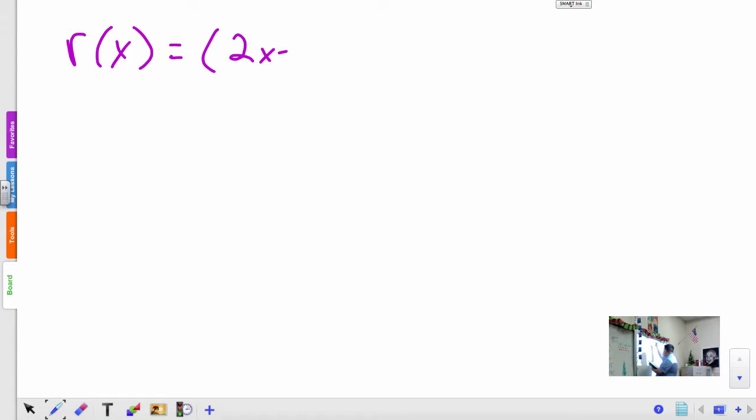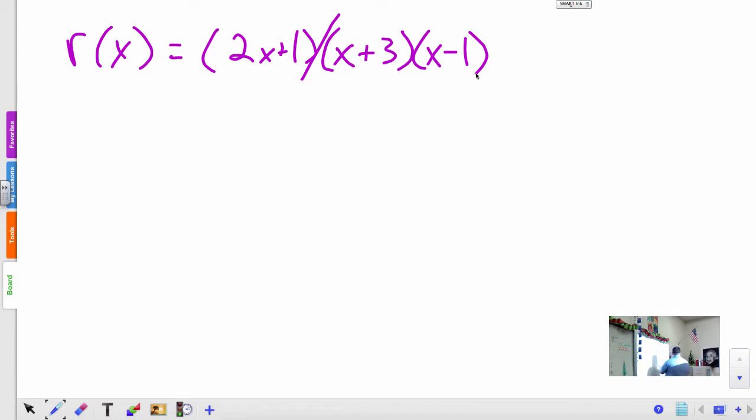So now this is called prime factorization. Actually, you know what? I don't like the way the textbook has it. Well, let's write it both ways. Let's write it down so you guys can see what I'm talking about. Plus 3 times the quantity x minus 1. All right, so that's how it's printed in your textbook.